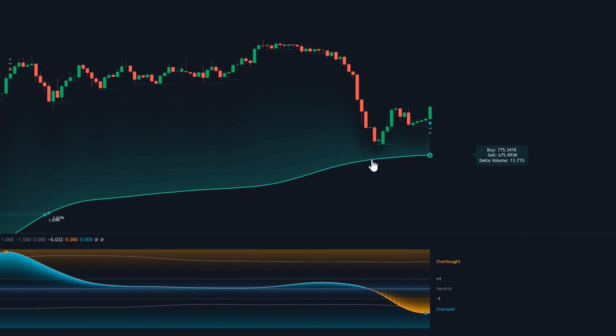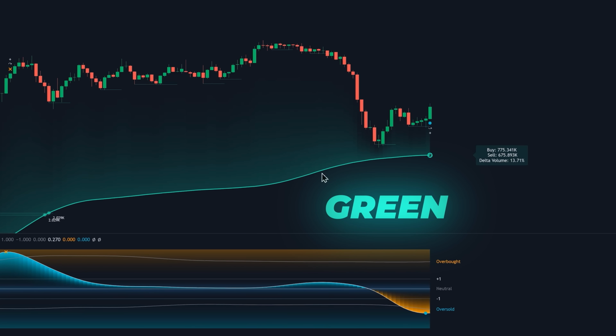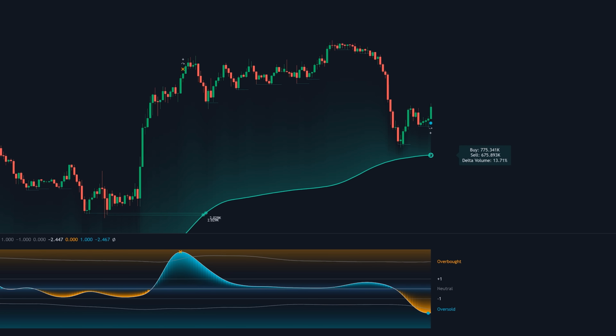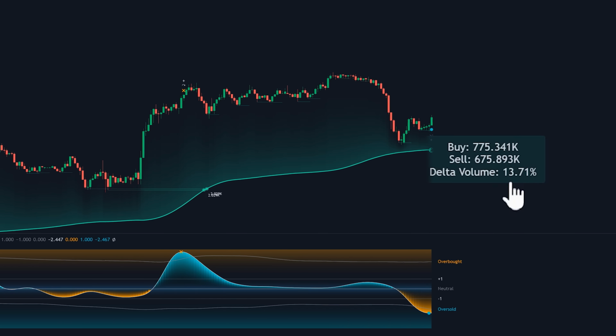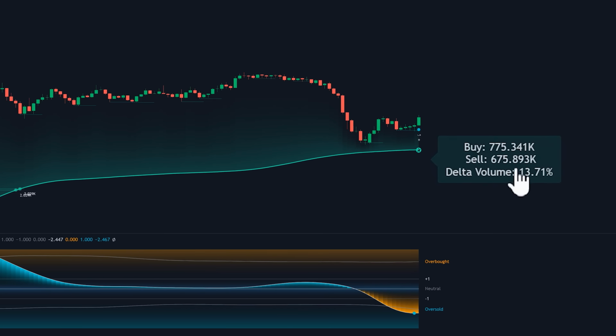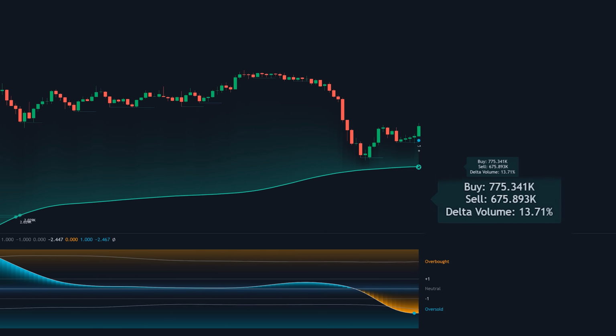Now, to know whether the trend is bullish or not, you want the trend cloud of the VIDYA indicator to be colored green, and the price should be trading above it. This indicates a bullish trend. Once we have this, you want to look at this table to ensure that the delta value is above 10% to make sure that the market is not ranging.